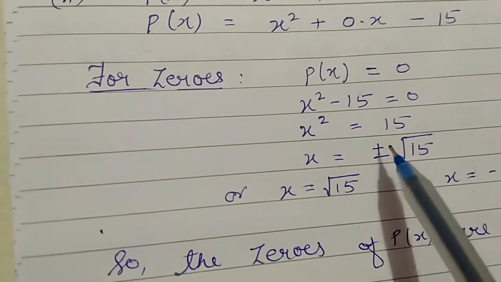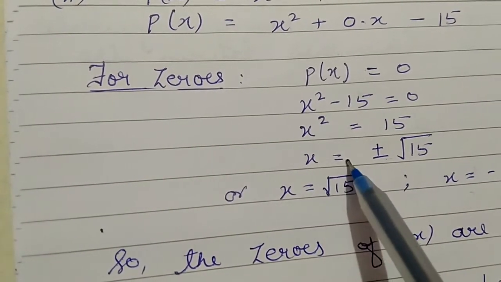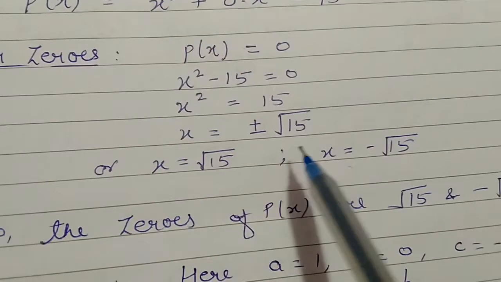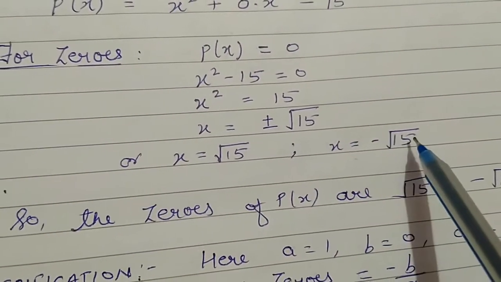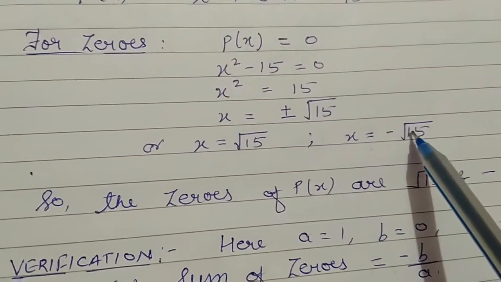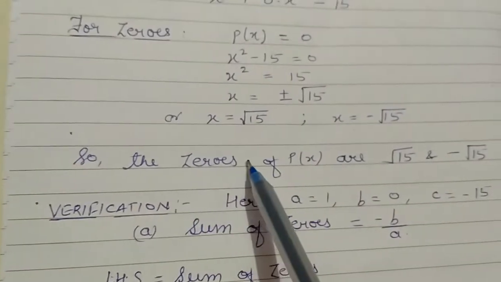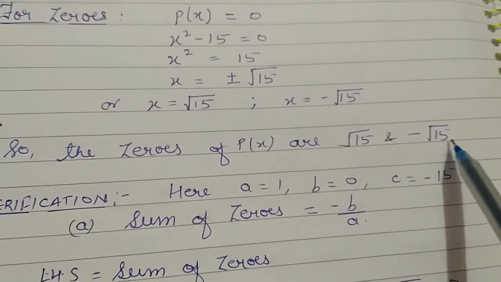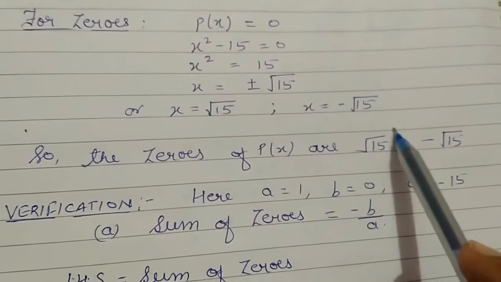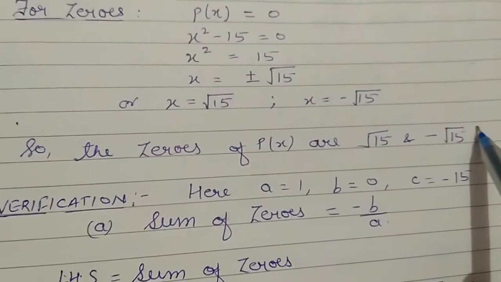That means the value of x is equal to root 15 and the value of x is also equal to minus root 15. So the zeros of the given polynomial are root 15 and minus root 15. First zero is root 15 and second zero is minus root 15.